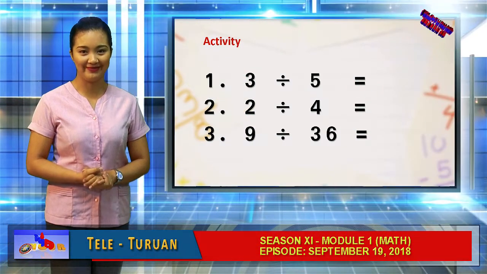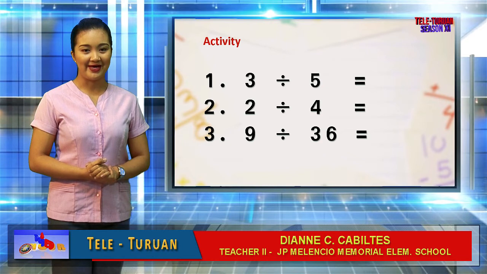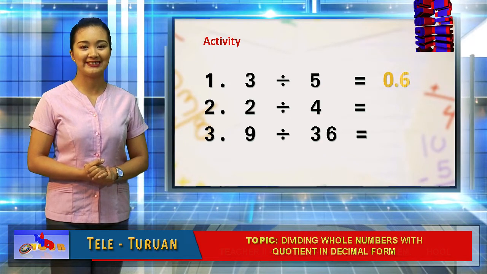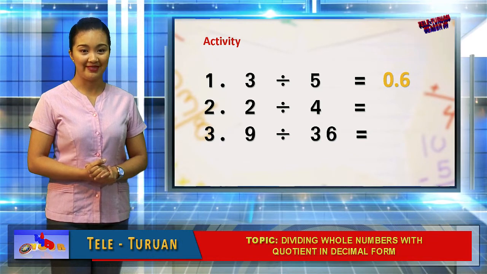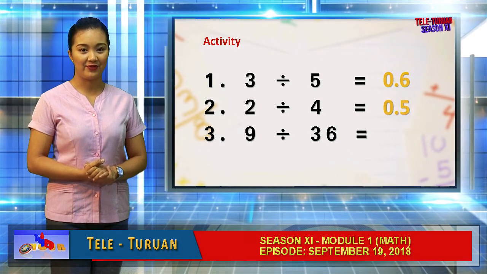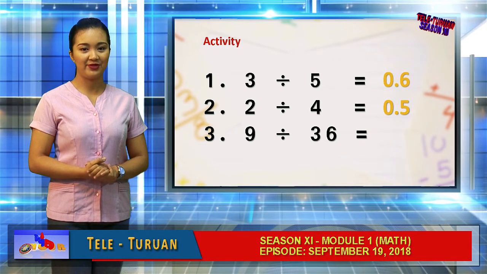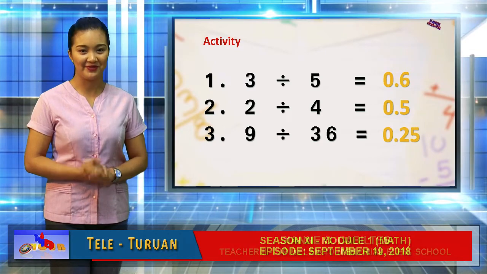Ready to check your work? For number 1, 3 divided by 5 is equal to 6 tenths. Number 2, 2 divided by 4 is equal to 5/10. And number 3, 9 divided by 36 is equal to 25/100. Very good, your answers are correct.